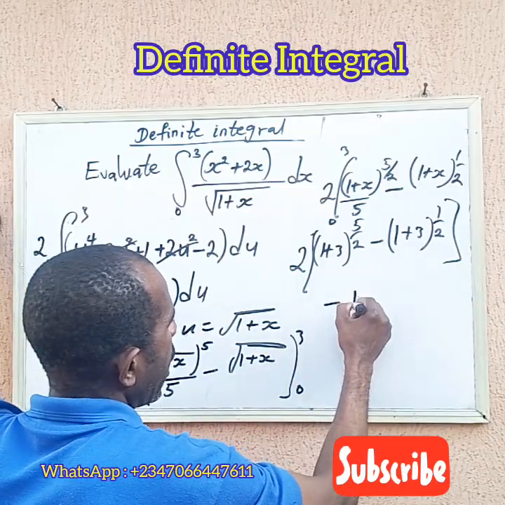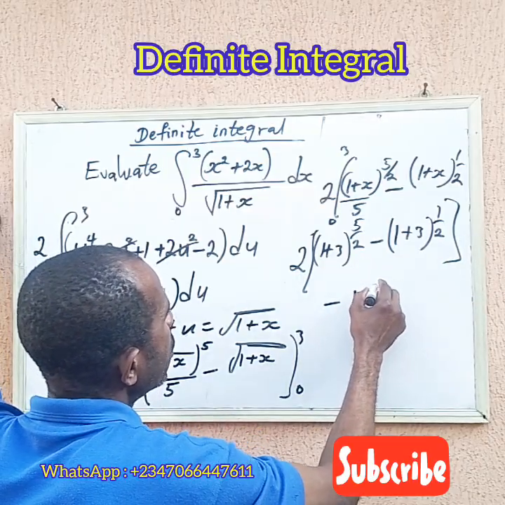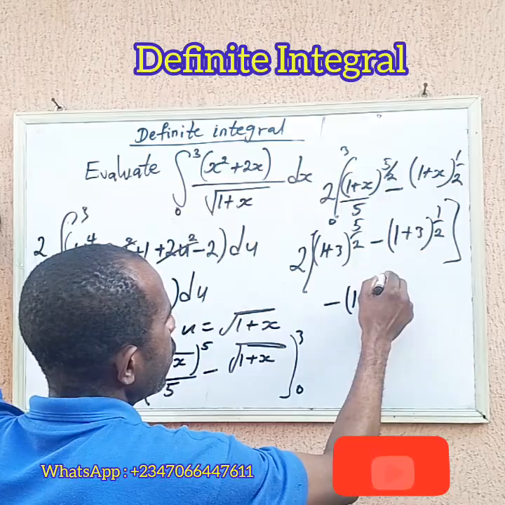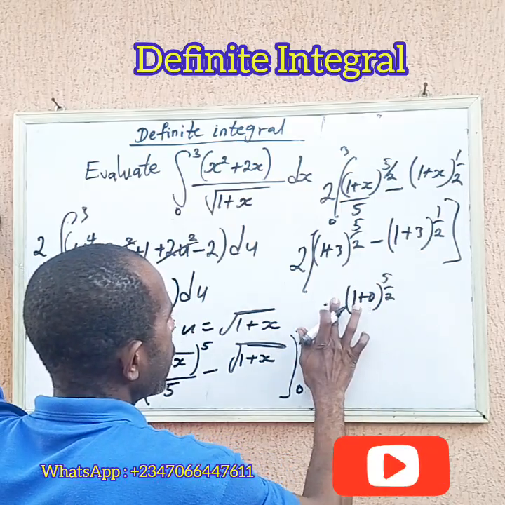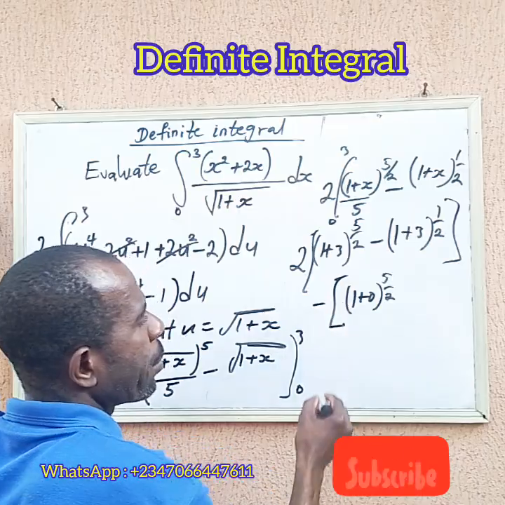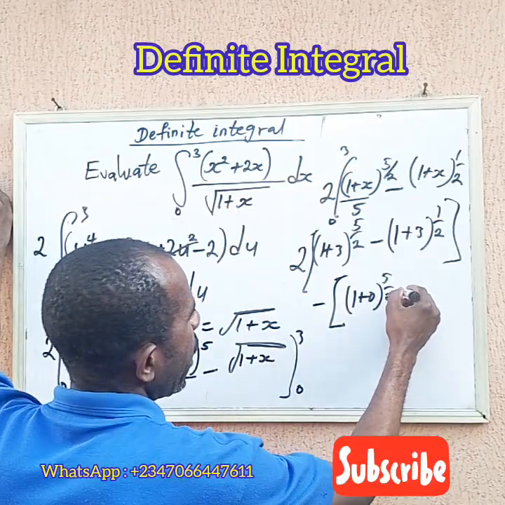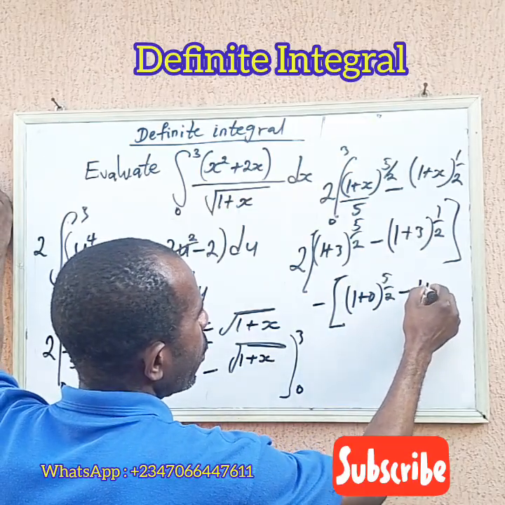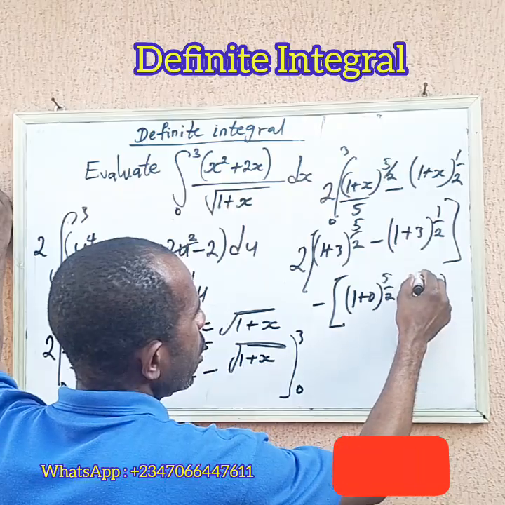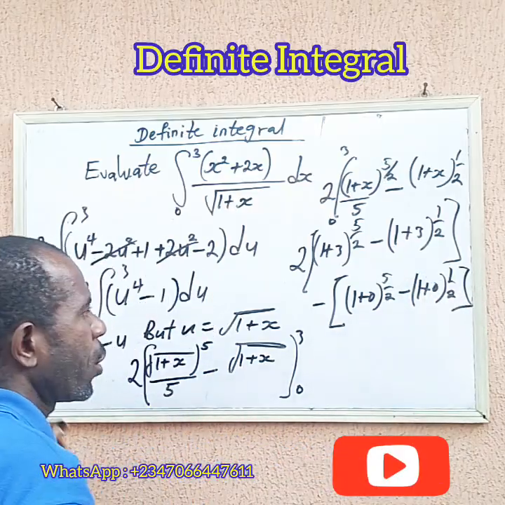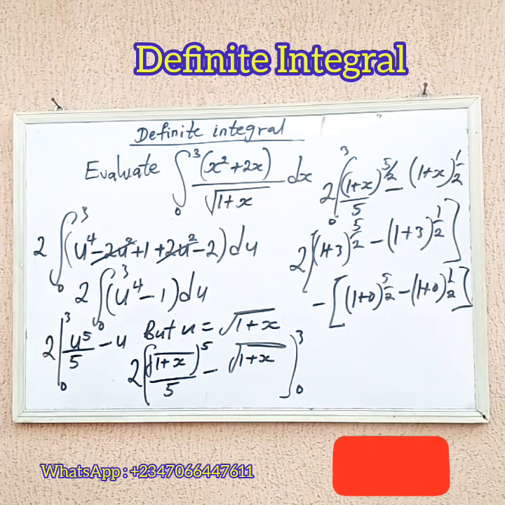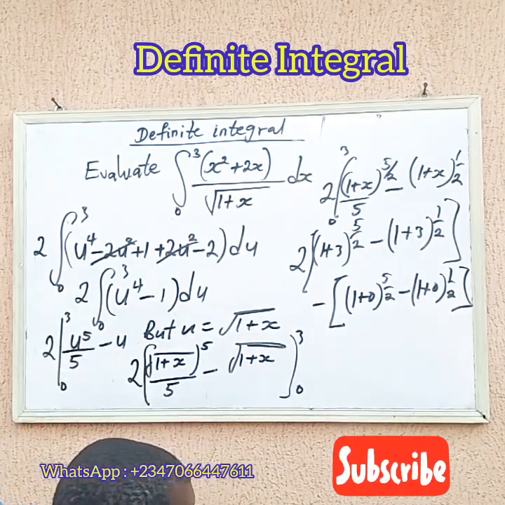So we now have a 1 plus 0 raised to power 5 over 2. Now, remember, there is going to be a bigger parenthesis, okay? Then minus 1 plus 0 raised to power half. Okay, sorry, because of the space, I don't have space here. So let's continue from here.